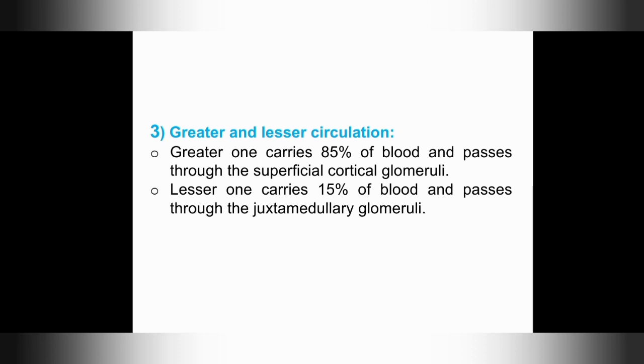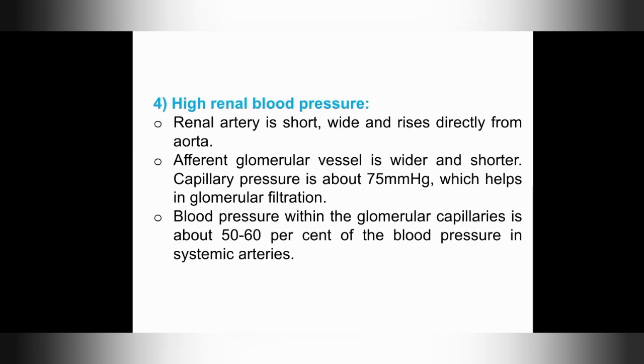So 15% of blood is only supplied to this juxtamedullary region where the juxtamedullary glomeruli are present, and the majority of the blood, the greater circulation, that is in the form of 85%, goes to those glomeruli which are present in the cortex. Fourth thing, fourth peculiarity, that is the high renal blood pressure, that I already told you.